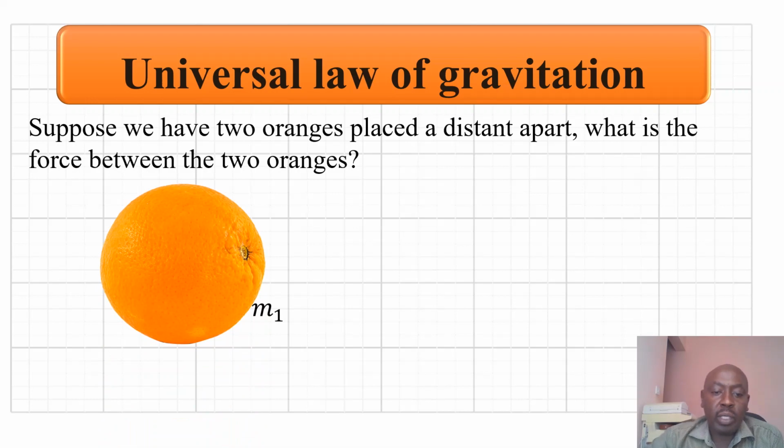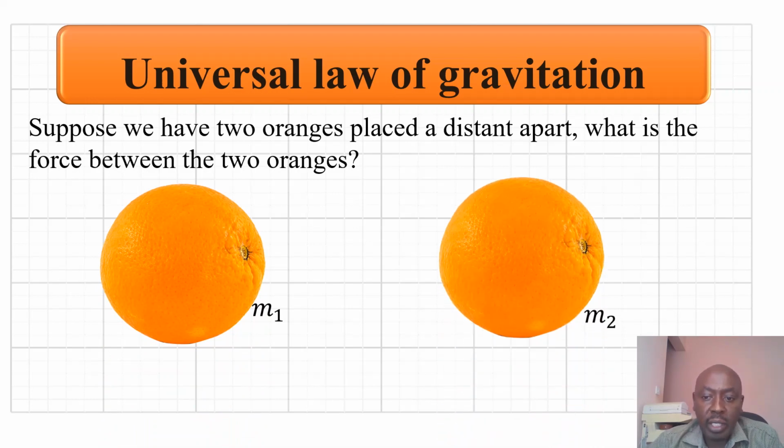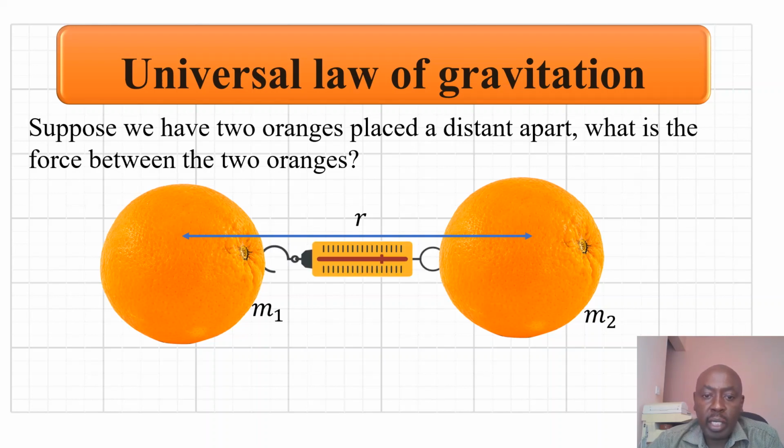Okay, we can consider the first object with mass 1 and the second object with mass 2. They are both separated by a distance r measured from their centers, and then we connect the two using a spring balance and try to get the reading. And the reading will be 0 because there is no force between the two objects.